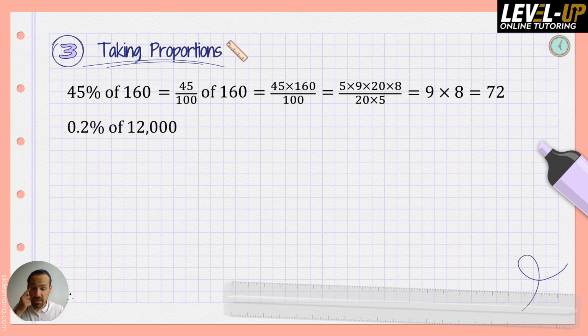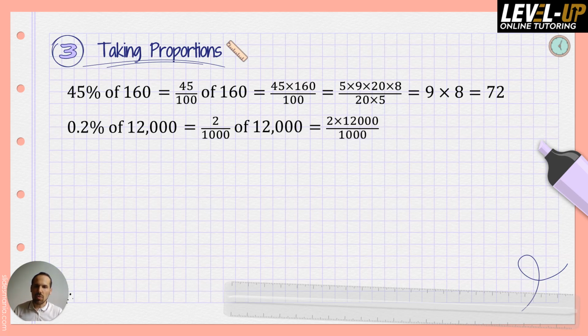We can do a similar thing here. So 0.2% of 12,000 is going to be like 2 1,000ths of 12,000. The reason why is because, again, percentage means per 100, so we basically have 0.2 out of 100. So 0.2 divided by 100. Now, we don't really want a decimal in our fraction, so what we do is times the top and bottom by 10, and we get 2 out of 1,000 instead. So we're basically doing 12,000 times 2 divided by 1,000. Well, 12,000 over 1,000 is going to be 12, so we get 2 times 12, which is 24.